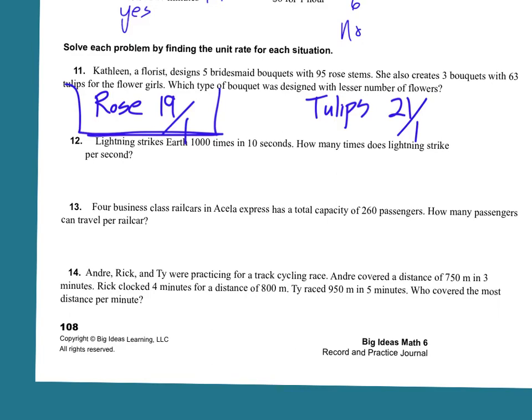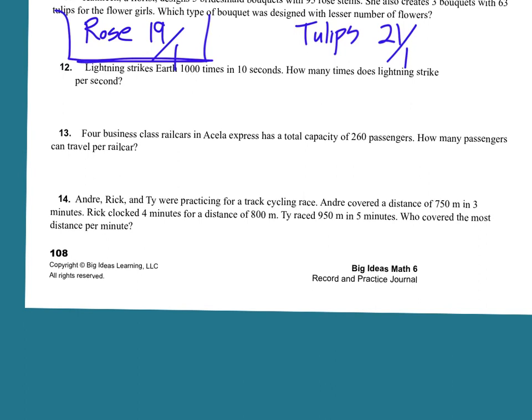Let's take a look at number 12. Lightning strikes Earth 1,000 times in 10 seconds. How many times does lightning strike per second? So, because it's per 1 second, guys, I'm going to go through the correct way of setting things up. We're going to go strikes per minute. There's my label. I have 1,000 strikes.